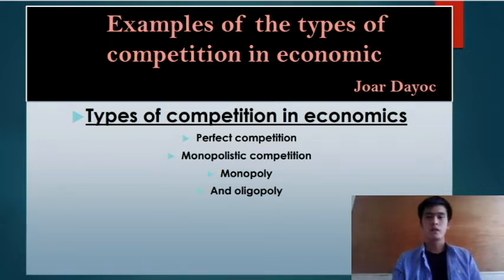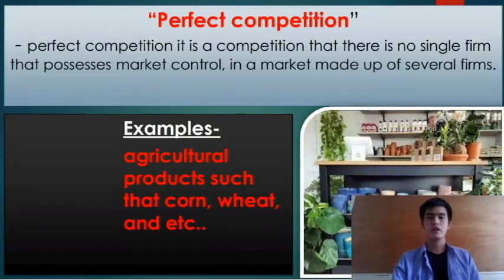Okay, we'll start. Examples of the types of competition in economics. So, what are the types of competition in economics? We have four types of competition: perfect competition, monopolistic competition, monopoly, and oligopoly. But first, we start by discussing the first type of competition in economics, perfect competition.